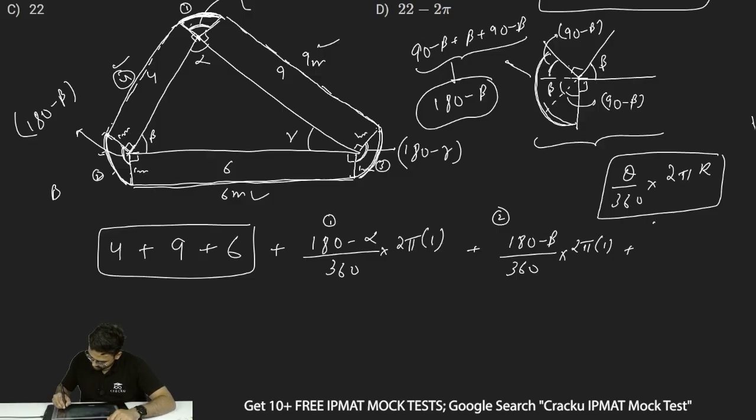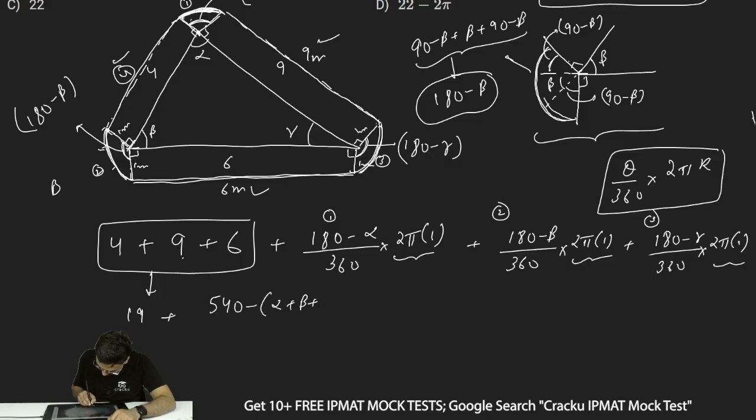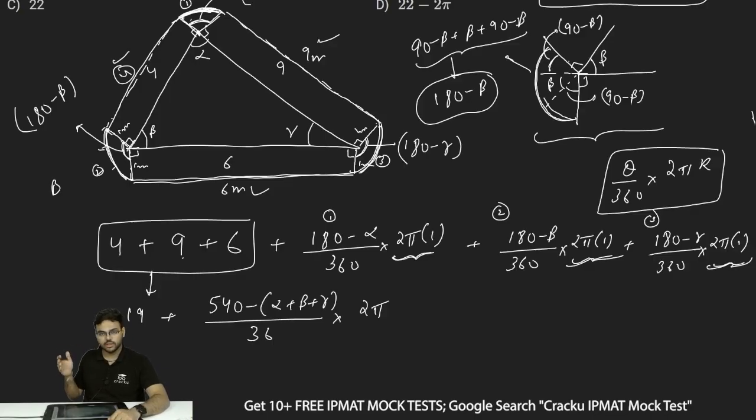Plus, third, this will be 180 minus gamma, so 180 minus gamma divided by 360 into 2 pi into 1. So 4 plus 9 plus 6 is equal to 19, plus, if I see, 2 pi is common. So I can write 180 minus alpha plus 180 minus beta plus 180 minus gamma, this is equal to 540 minus alpha plus beta plus gamma, divided by 360 into 2 pi. I have taken this 2 pi common in all three.